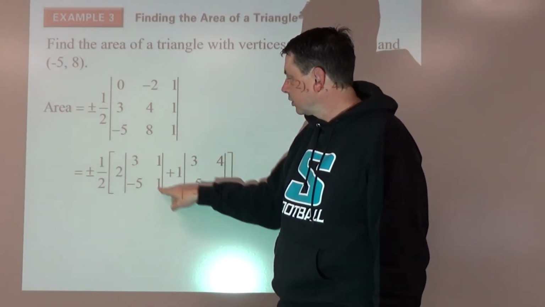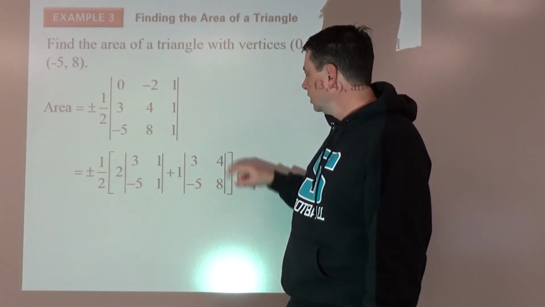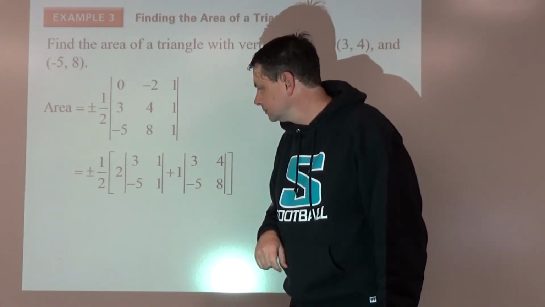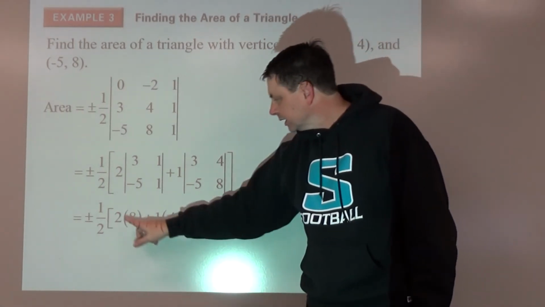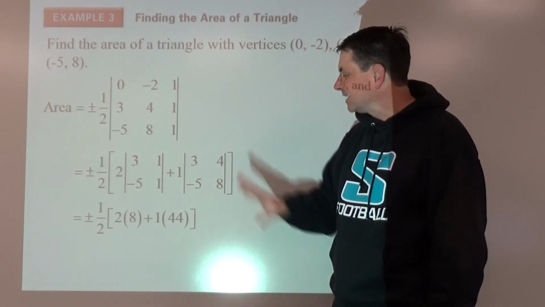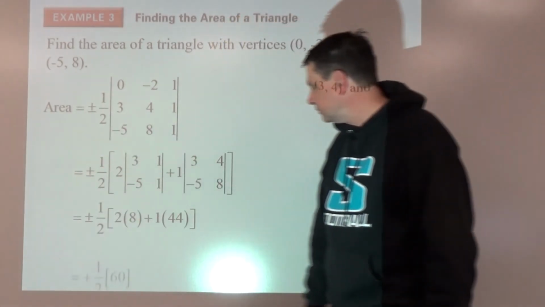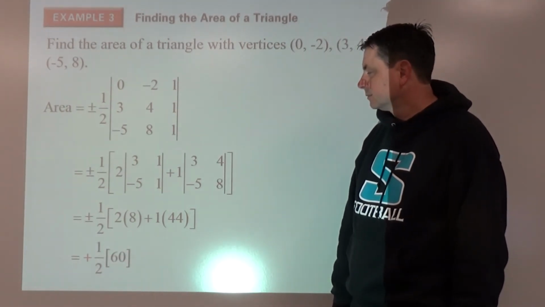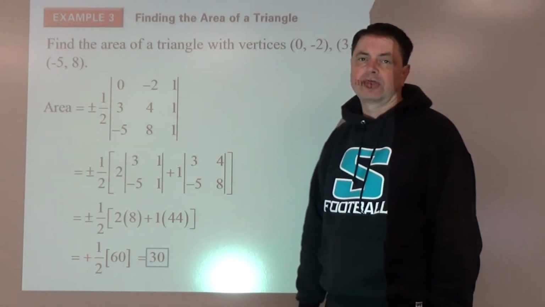So 3 plus 5, 24, plus 20. We get 16 plus 44. That's going to be positive, so we're going to multiply by positive 1/2. Half of 60 is our area of 30.